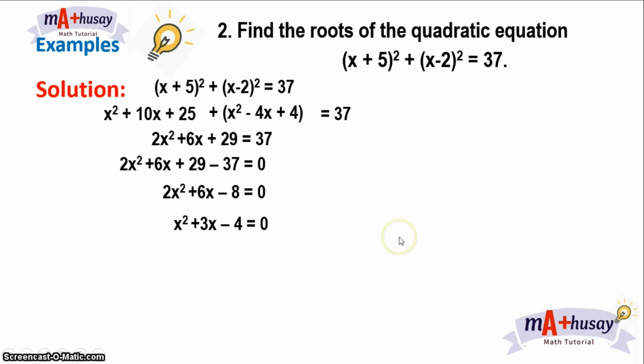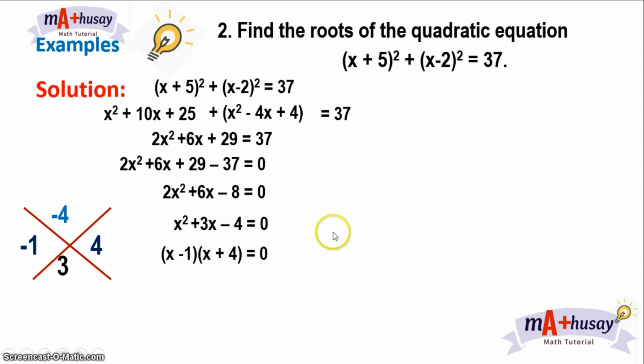Now, we have to think of the factors of negative 4 that when you add, you'll get positive 3. So, ano bang factors ng negative 4? So, you can have negative 1 and positive 4. Kasi when you multiply negative 1 with positive 4, you will get negative 4. But when you add these two factors, you will get positive 3. So the factors of x squared plus 3x minus 4 equals 0 is the quantity of x minus 1 times x plus 4 equals 0.